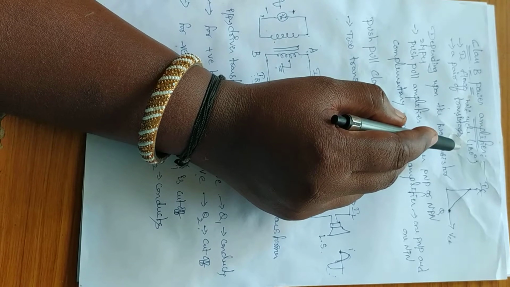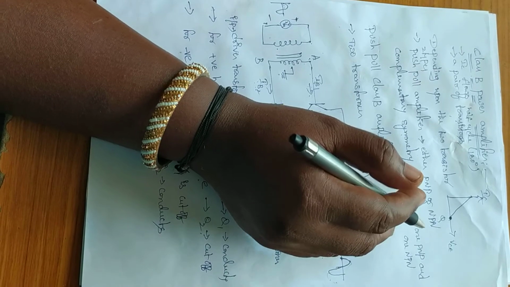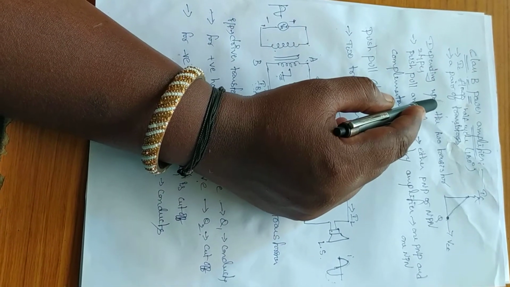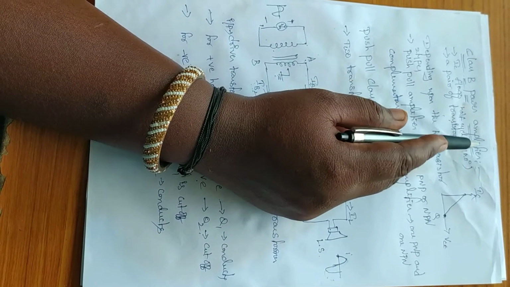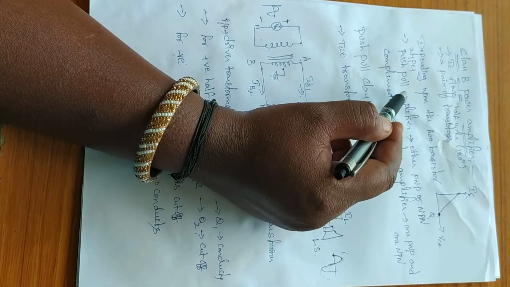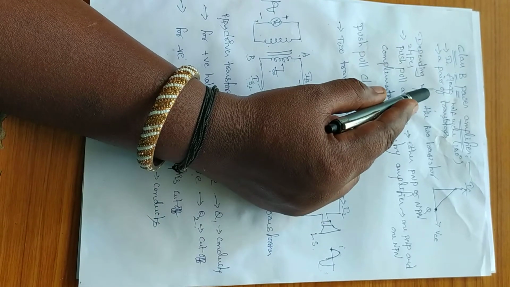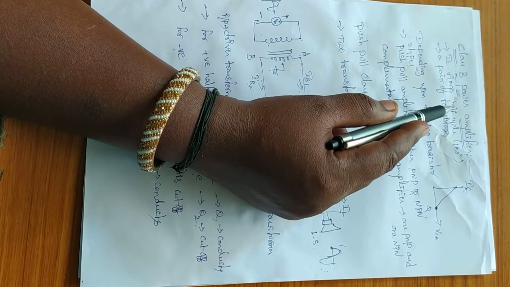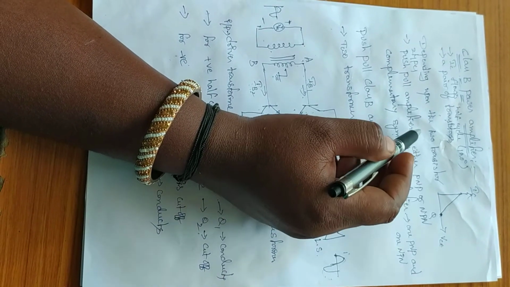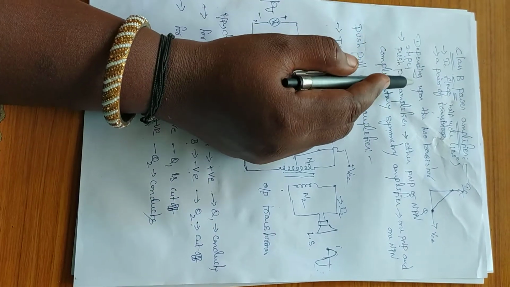To get full cycle across the load, a pair of transistors can be used in class B operation. The two transistors are conducting alternate half cycles. Because of this, one transistor conducts 180 degrees, that means positive half cycle. Another transistor conducts another half cycle. Here, the two transistors are matched transistors.